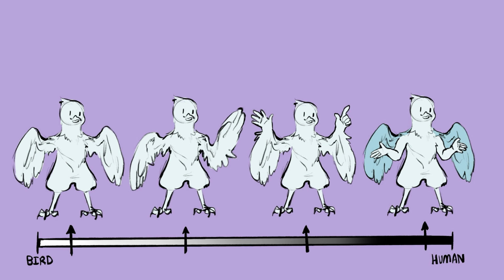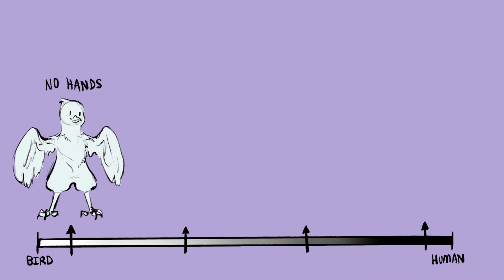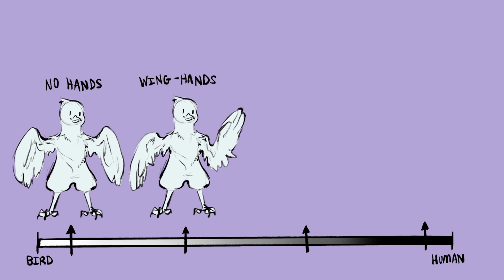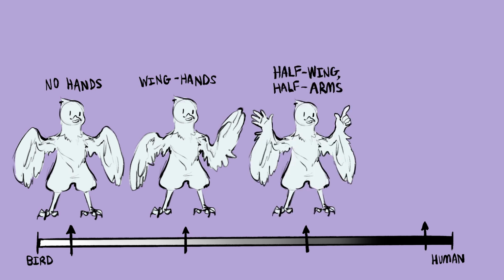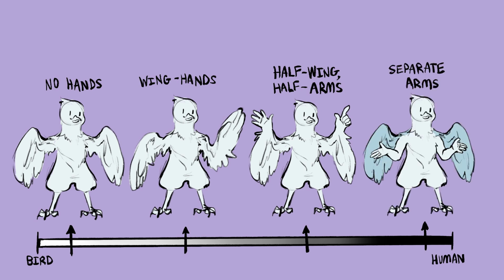When applied to characters, wings can be designed in various ways, ranging on a spectrum of bird to human, or more specifically, wing to arm. This can be anywhere from no hands, 100% wing, wings that double as hands, having half the arms sprout out separately from the wings, or separating the arms completely and having the wings sprout out of the character's back instead.